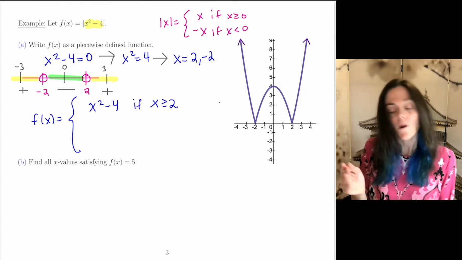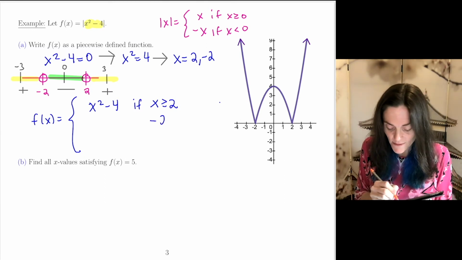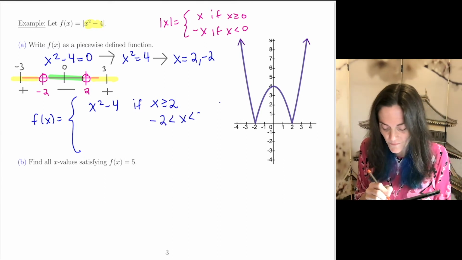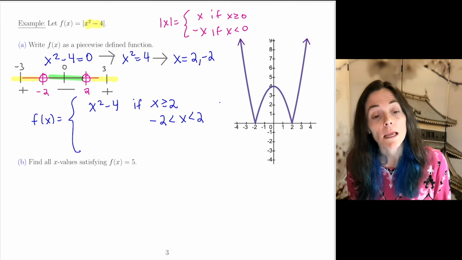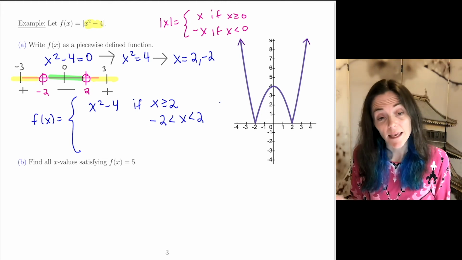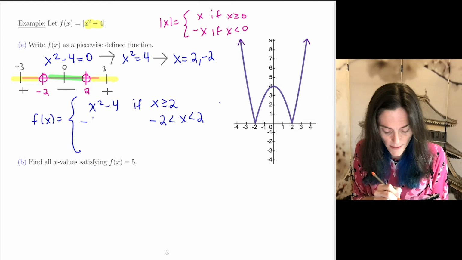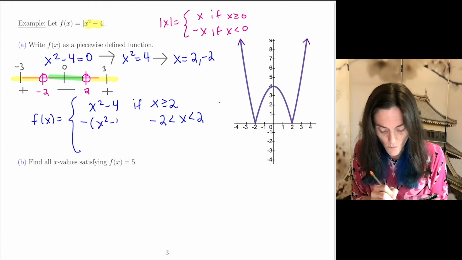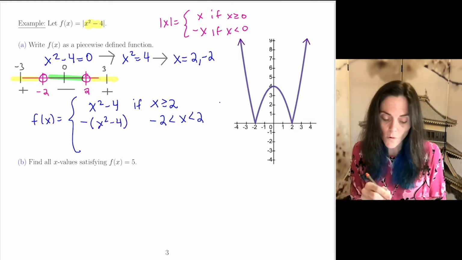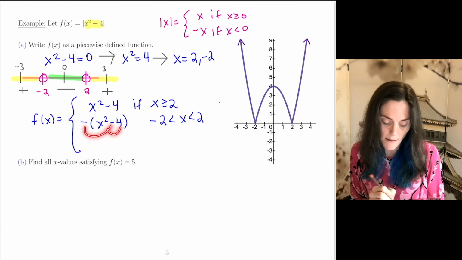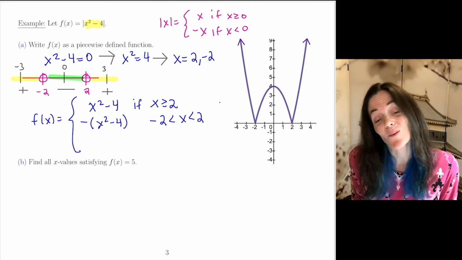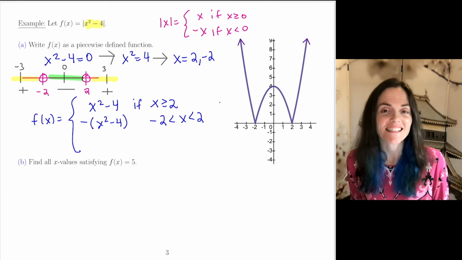Well, if you are between minus 2 and 2, this is where x squared minus 4 is negative. And so my f of x is negative (x squared minus 4). Of course, you could distribute the minus sign across the parentheses. This is 4 minus x squared, but I will just leave it like this.